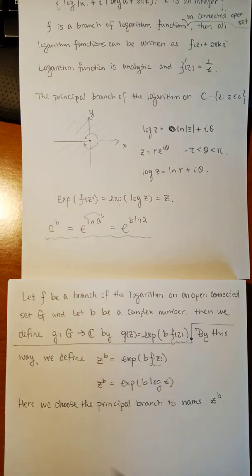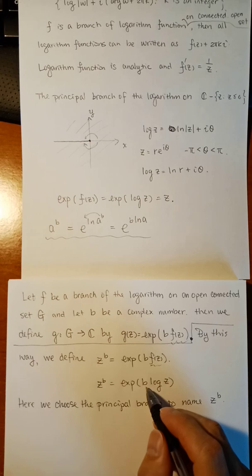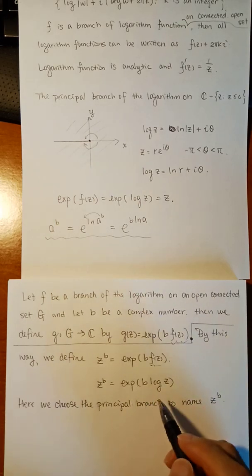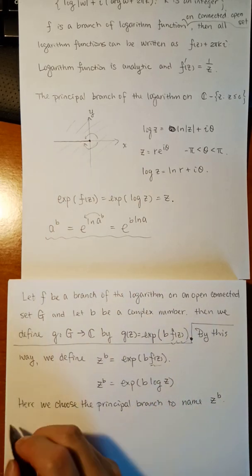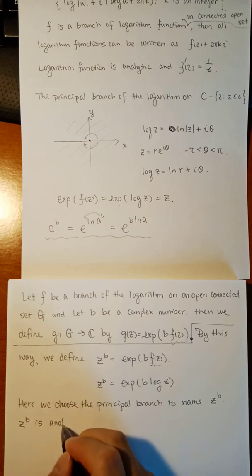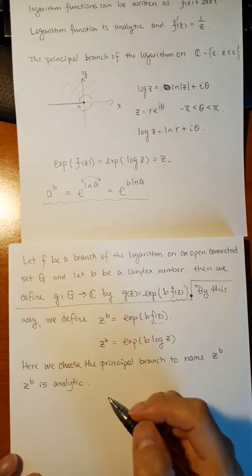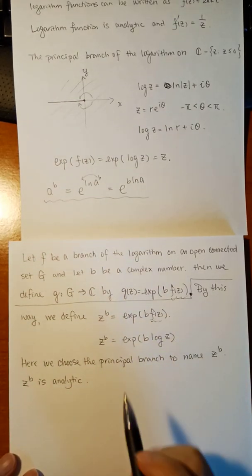All right, and we know that the natural logarithm, the principal branch of the logarithm function, is analytic, composed with multiplication is analytic, and composed with an exponential function is still analytic. So we know z to the b is analytic. Okay. All right. Well, let's just try it. Try to understand this definition.